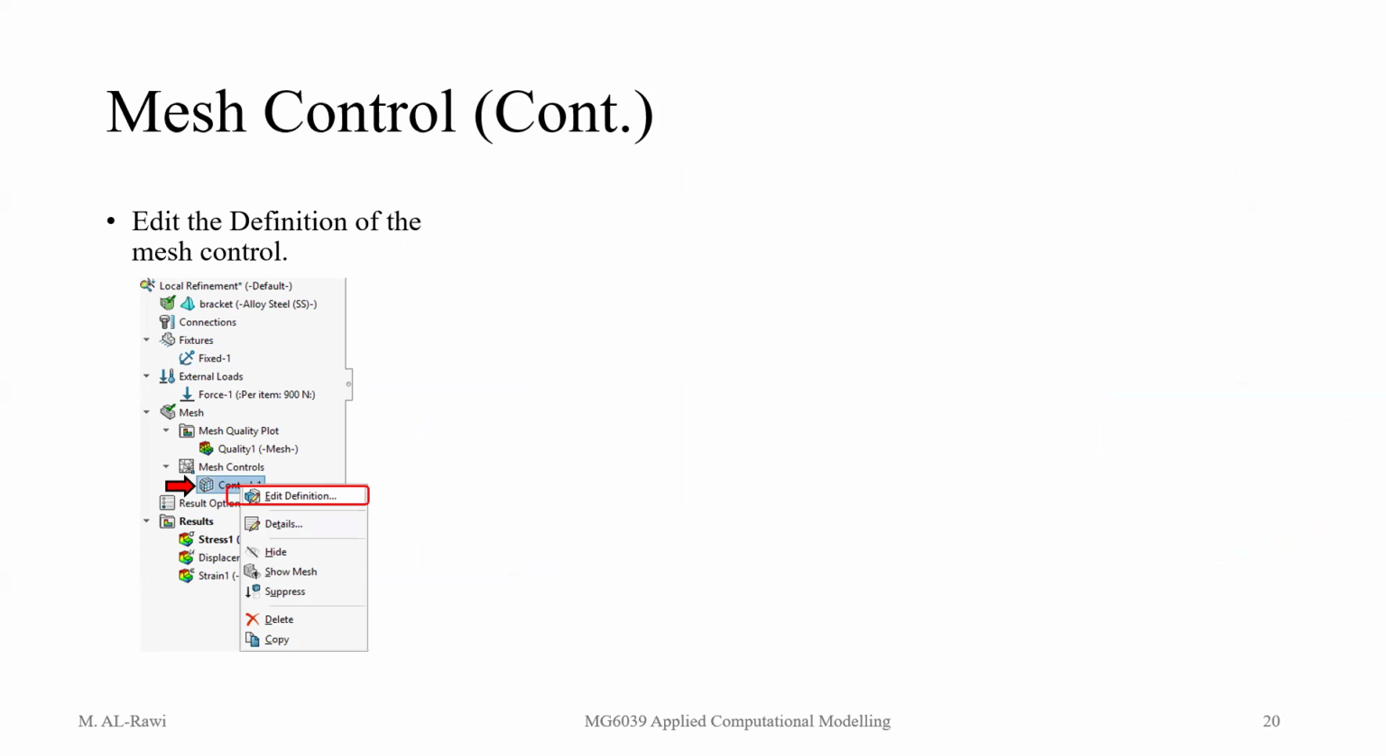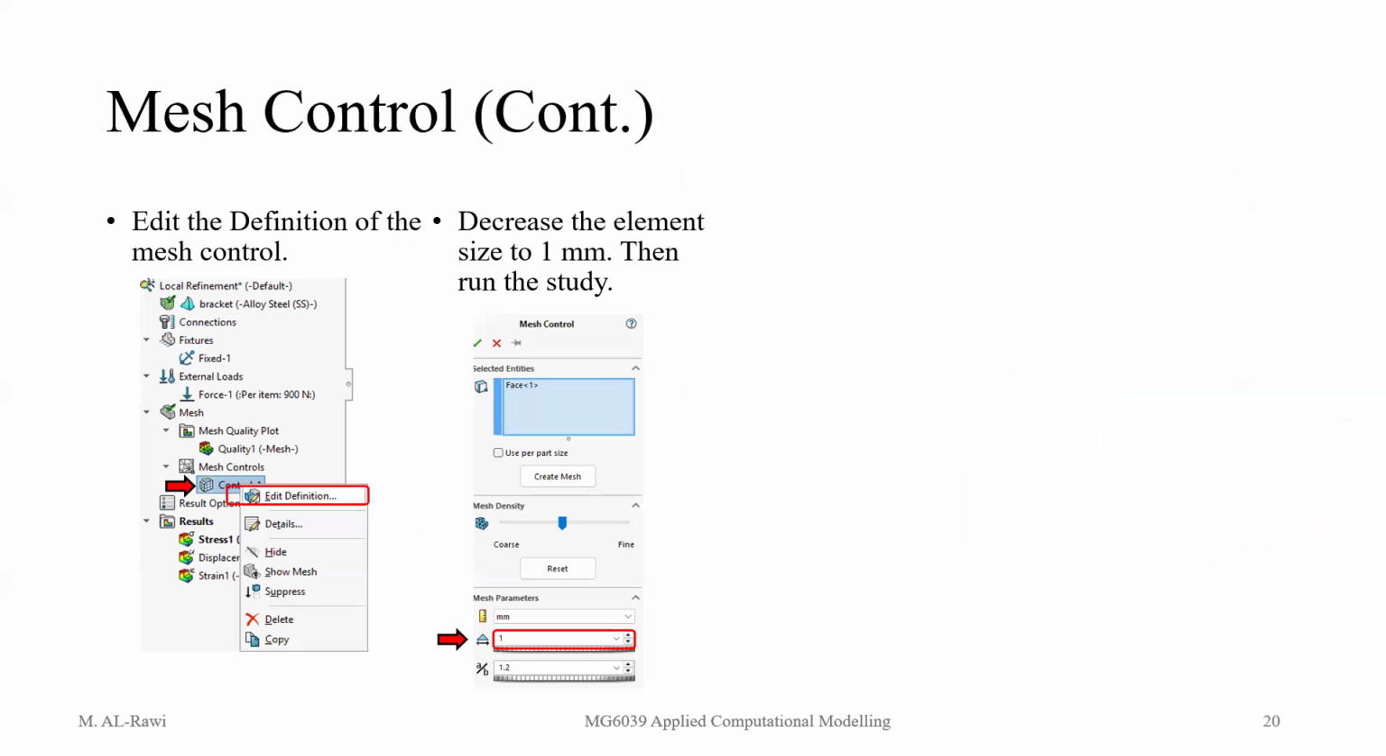When you click on edit definition for control 1, change the value. Now the one you changed before, instead of the ratio 1.2, change that element to 1. Instead of 1.9, the default, change it to 1. And click OK. So we're reducing the elements.